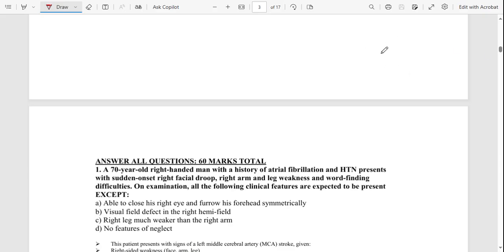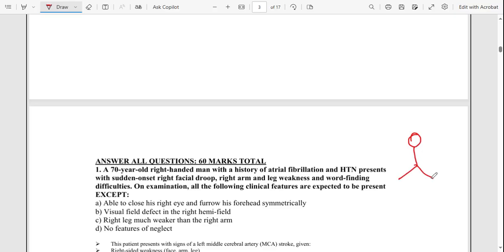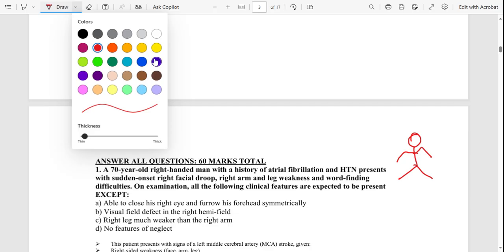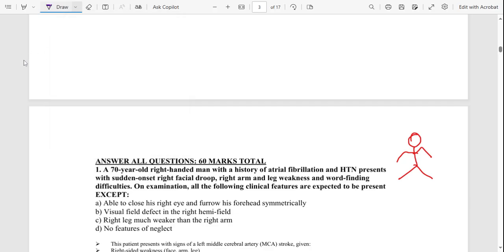Let's just analyze the symptoms. Of the features that we've been told, there is sudden onset right facial droop. So the right side, this side. Okay, there is a facial droop there. And then right arm and leg weakness, so these two sides are weak. And then word finding difficulties.